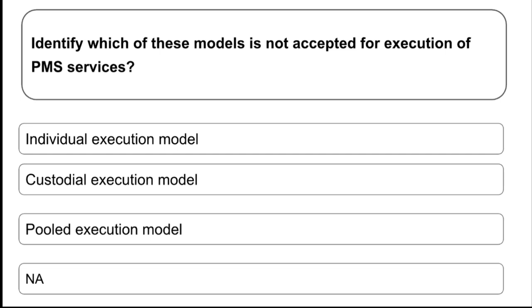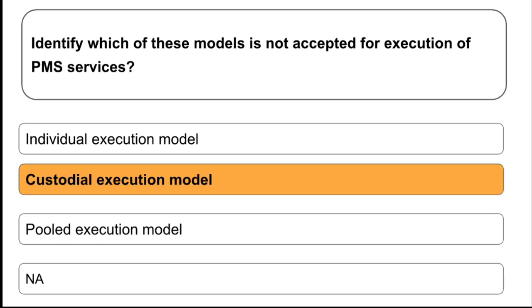Next question. Identify which of these models is not accepted for execution of PMS services. A, individual execution model. B, custodial execution model. C, pooled execution model. D, not applicable. The correct answer is custodial execution model, because it doesn't exist. Only two of the models exist: pooled execution, in which the fund manager keeps all the share data in his own account, whereas in individual execution, each individual will be trading and will have their own separate accounts. So custodial execution model is the correct answer.